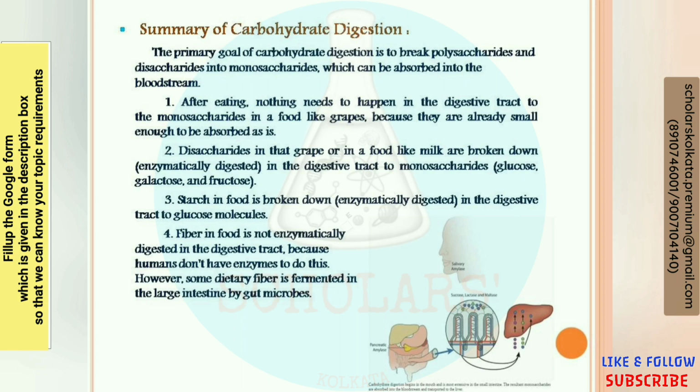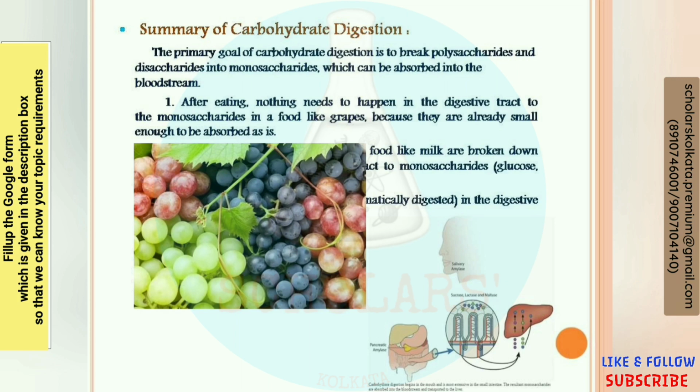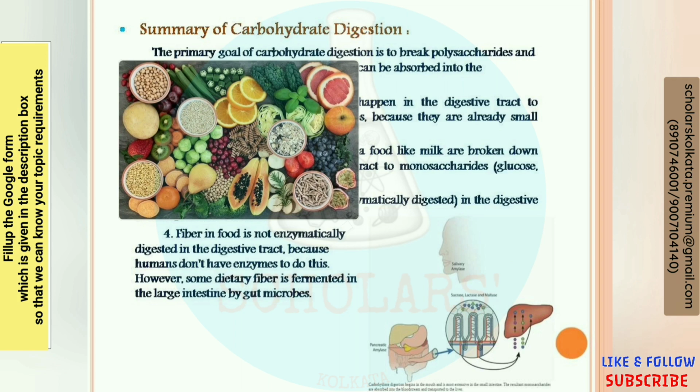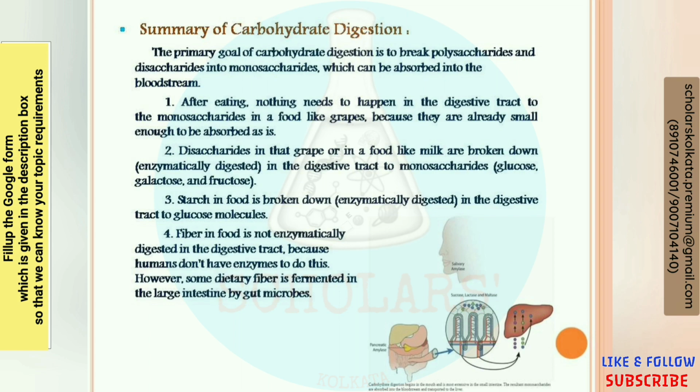Let's discuss this. Some monosaccharides that we take as food, such as grapes, do not need to be digested, so they are directly absorbed in our body. Now the fibers also, we take fibers as food, but they cannot be digested because we do not have sufficient enzymes to digest them. So they are fermented by the gut microbiota that we discussed in the large intestine part. These are some exceptions in the whole digestive process of carbohydrates.